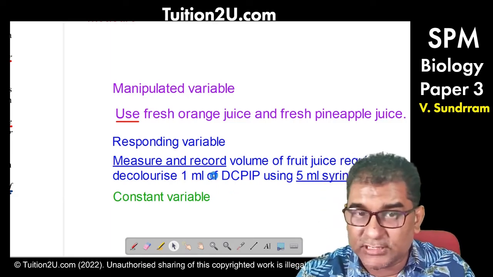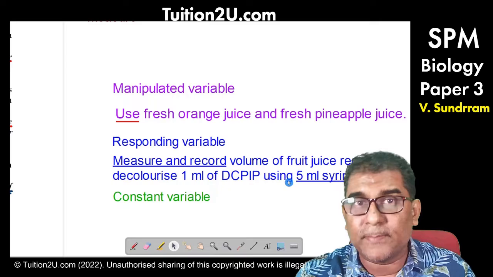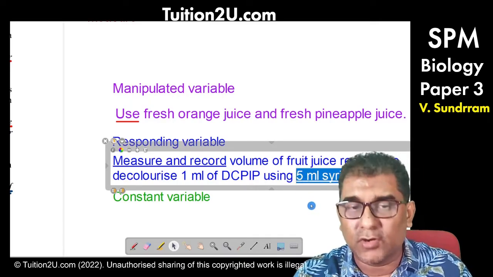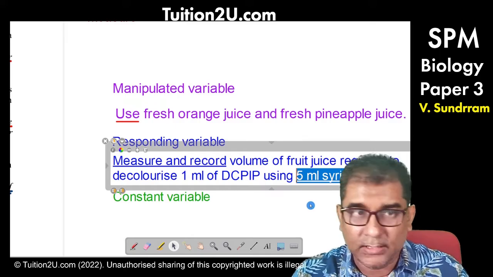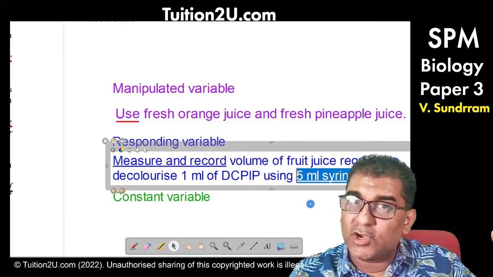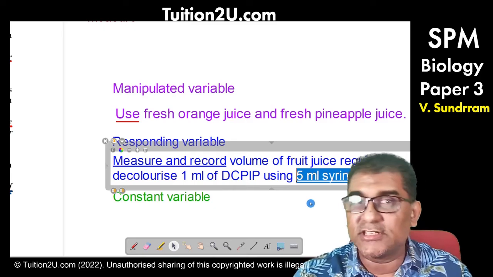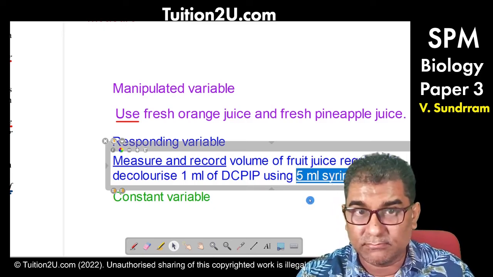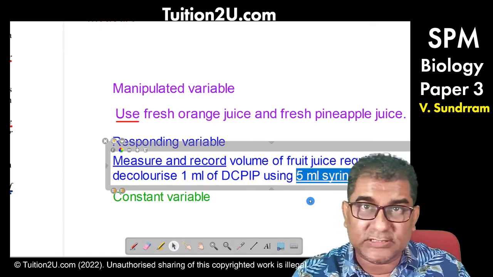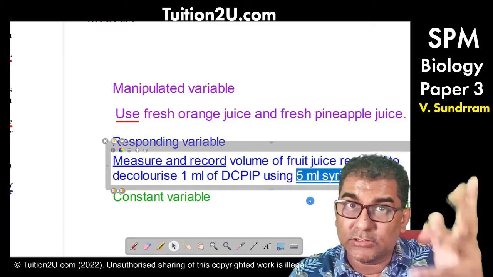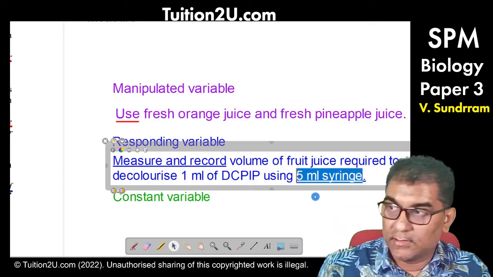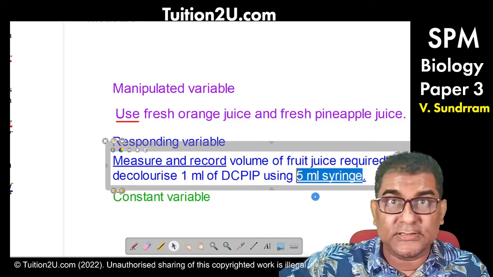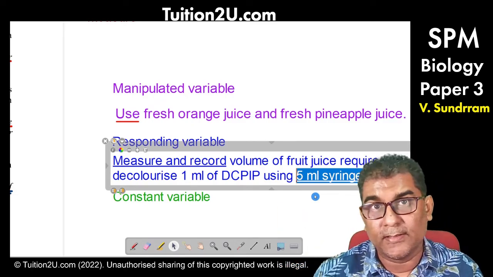Another important thing for responding variable is you need to mention what is the device you use to get your responding variable. In this experiment, to get the volume of fruit juice, we use 5 ml syringe. Let's say you need to measure temperature: measure and record temperature of the experiment by using thermometer. No thermometer, no marks. Measure and record the length of the gas bubble by using a meter ruler. No meter ruler, no mark.